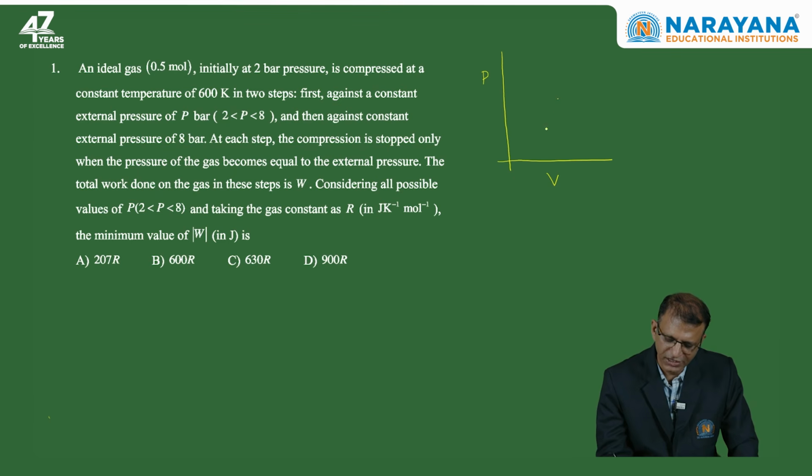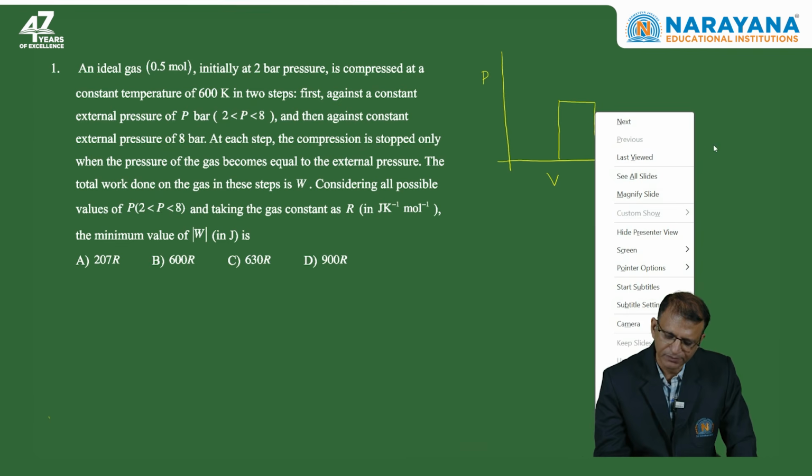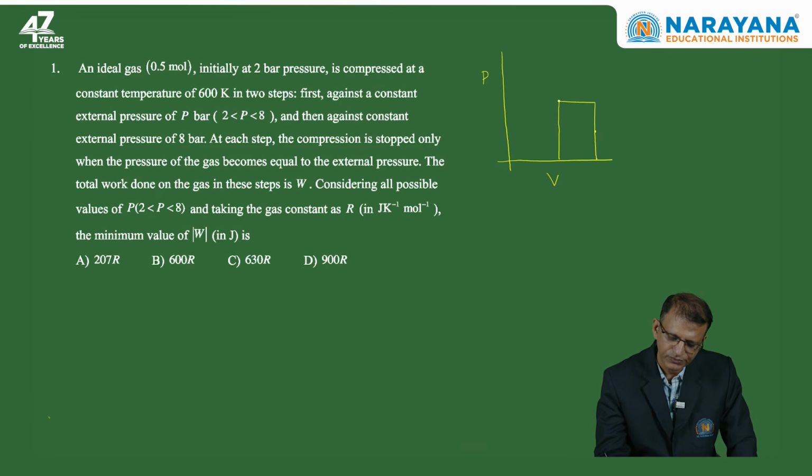So if we try to write what is the work done, if I show it with the help of a graph, then if I draw pressure versus volume graph, initially we are at some position and then we are moving to another position here, where the pressure will be equal to, initially the pressure was 2 bar, but the gas pressure is less, and then we compress, and when the pressure of the gas is equal to P bar, this process will stop.